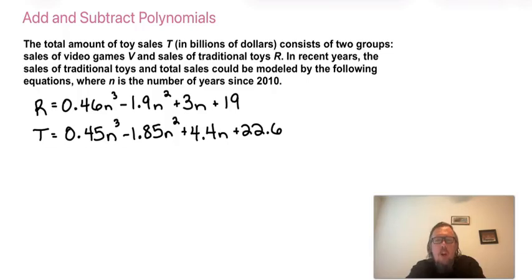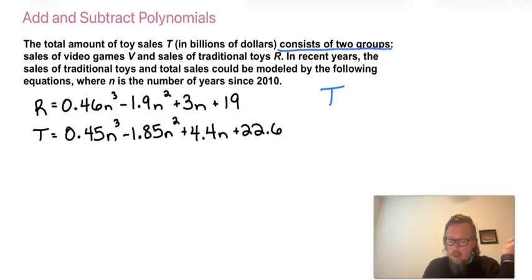And so what we're given is R, which the problem says is sales of traditional toys, and T, which is the total sales. And so what we're going to do is find two things. We're going to find an equation for sales of video games. And then once we have that, we're going to use our model to predict what the sales of video games are going to be this year, which I'm recording this in 2026. So we're going to predict what the sales of video games will be in 2026 using that equation that we come up with.